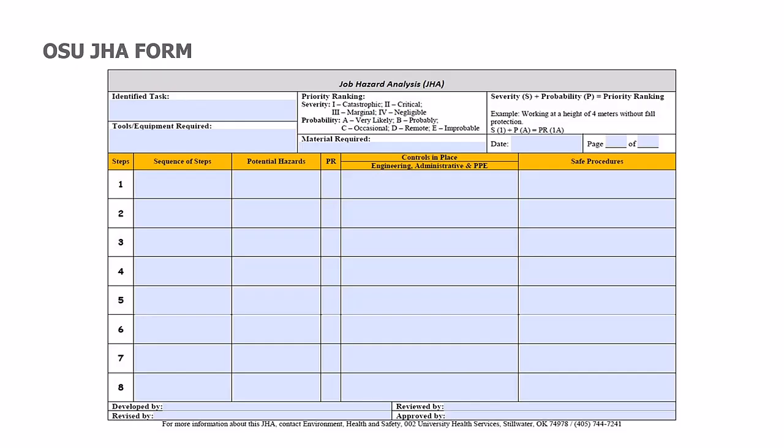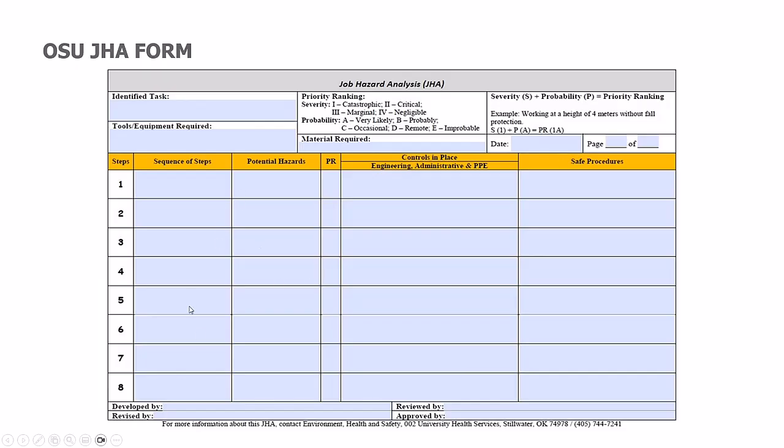So once again, you go through and you figure out what that particular job is, what's the first step for that particular job, what the hazards are, what the priority rating is, is it 1 through 4, and what controls you have. What kind of controls are in place? Is it engineering, administrative, or is it PPE? And then once again, what's the safe procedure? Make sure you do put the date in, and the page of.